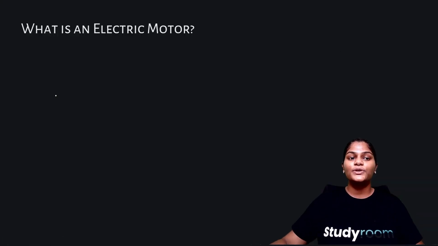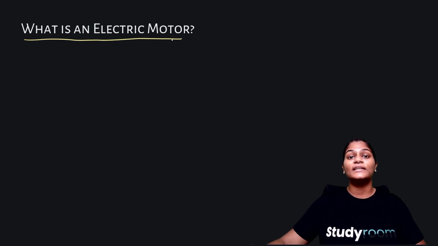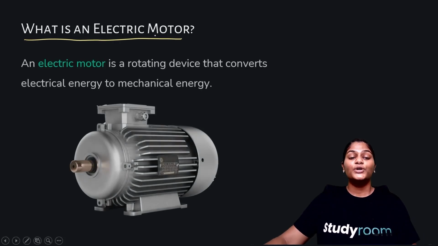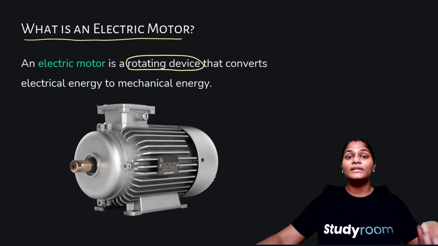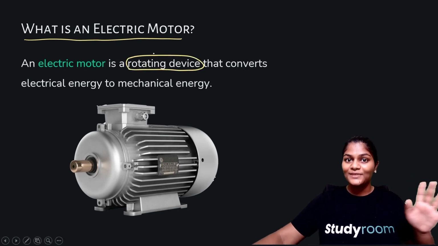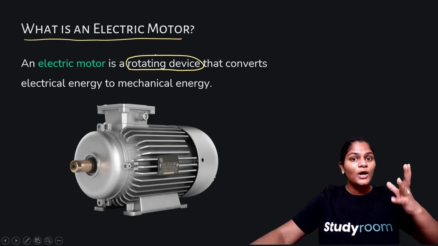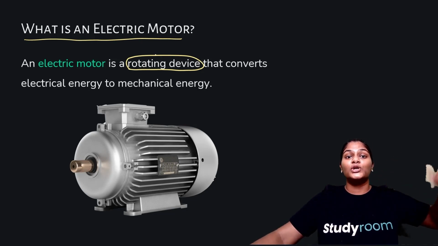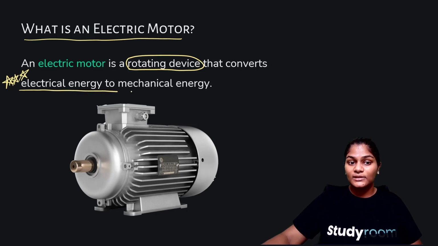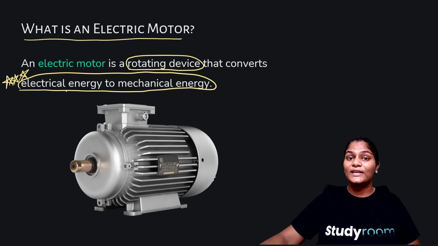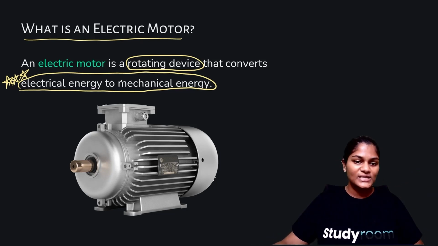Okay, so first we're going to see what exactly is an electric motor. An electric motor is a rotating device. This you have to keep in mind: there is something, we don't know what yet, we will learn about that, but there is some piece in the motor which rotates, and this is the most important point. This is the three-star point. This is basically the main principle and the main work of the motor: to convert electrical energy to mechanical energy, and how it does that we will just see.